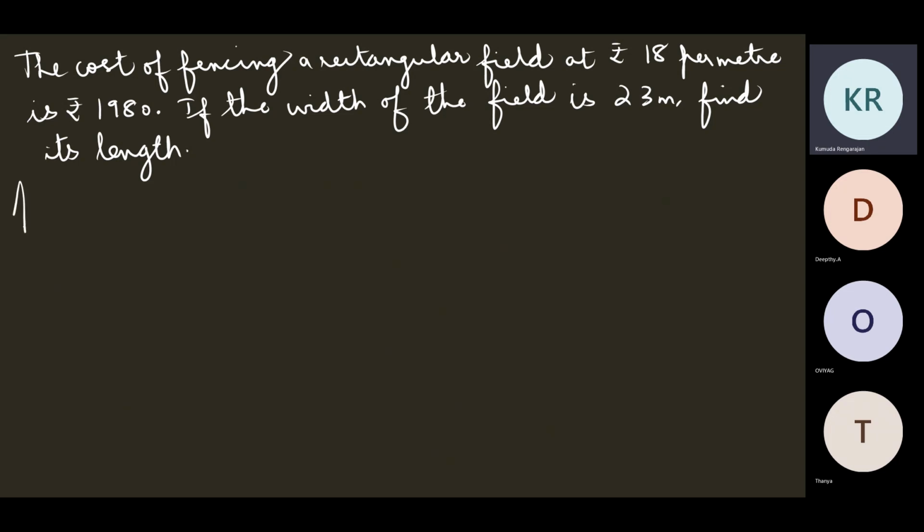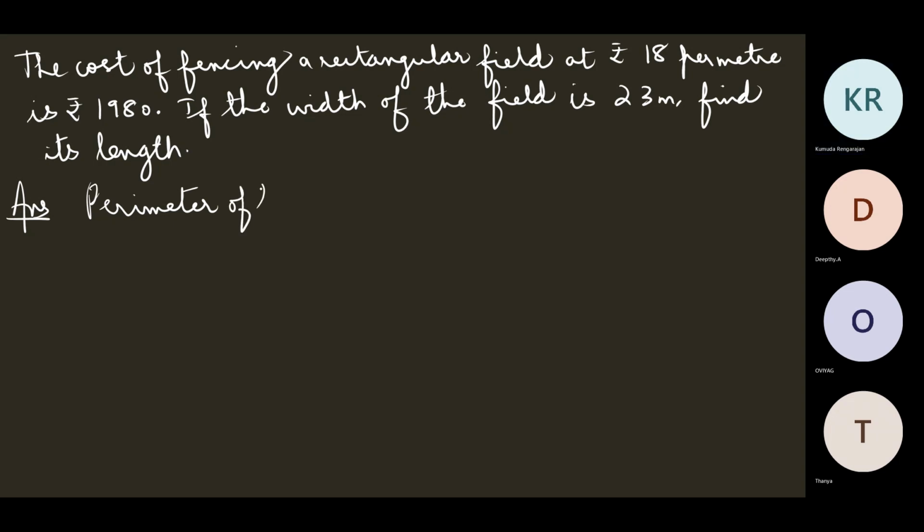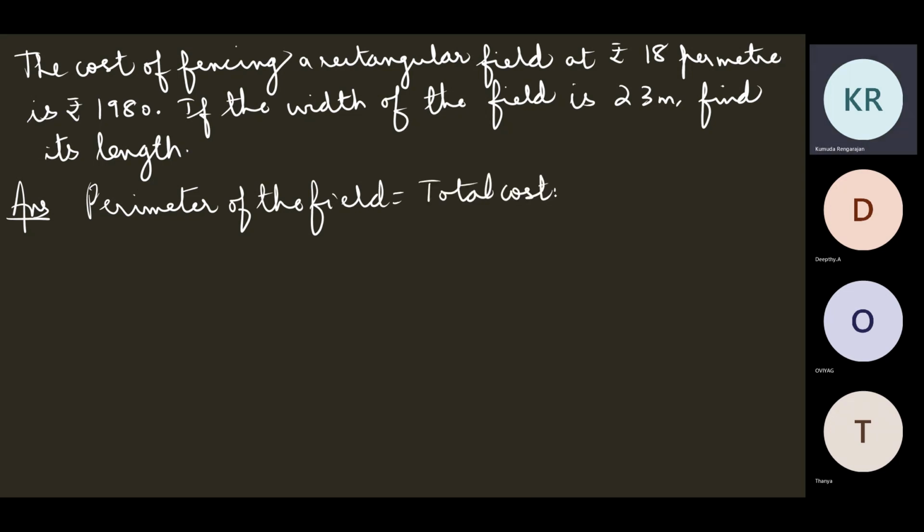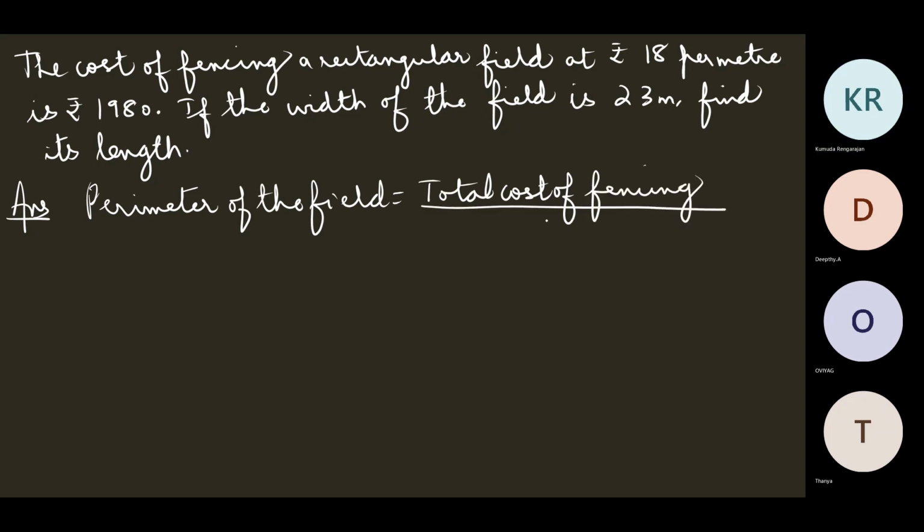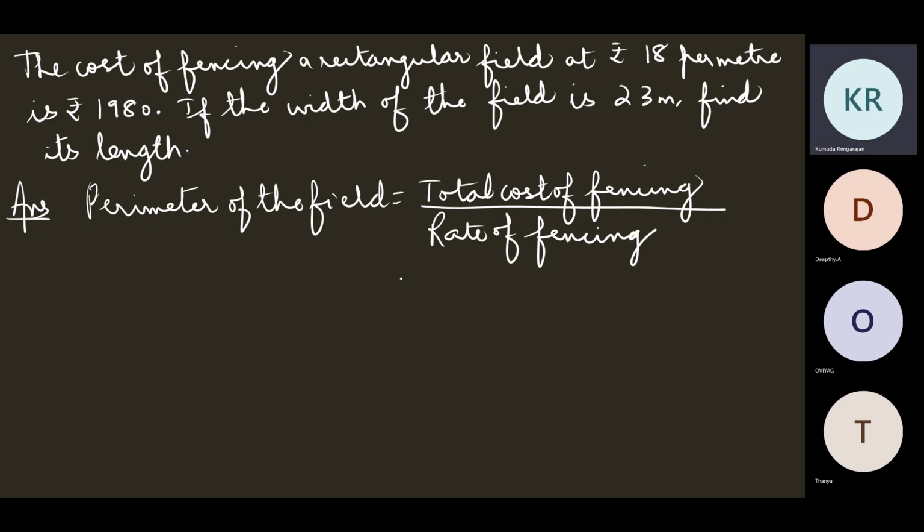So as I told you, perimeter of the field is equal to total cost of fencing divided by the rate of fencing, or you can write cost of fencing per meter. This is also fine. So the total cost is 1,980 divided by 18. Tell me this.